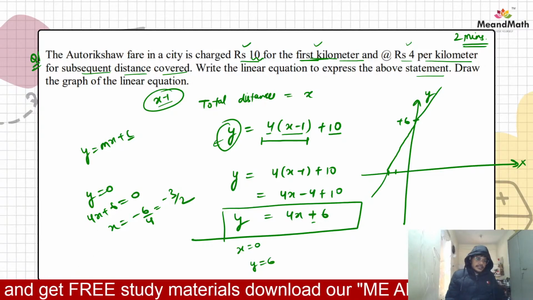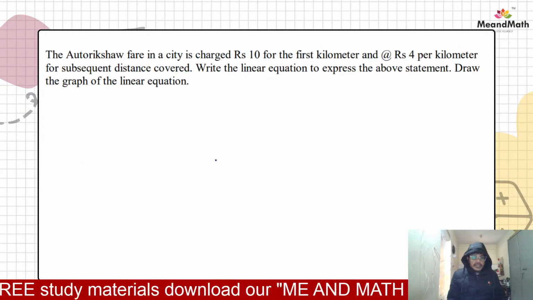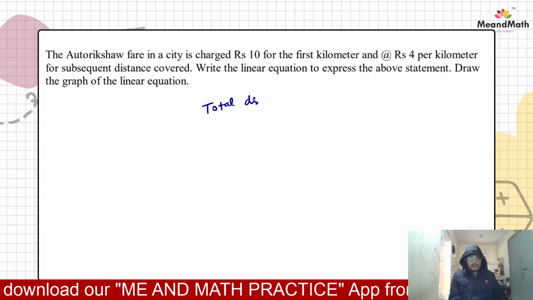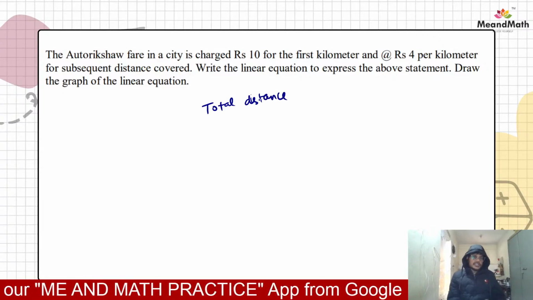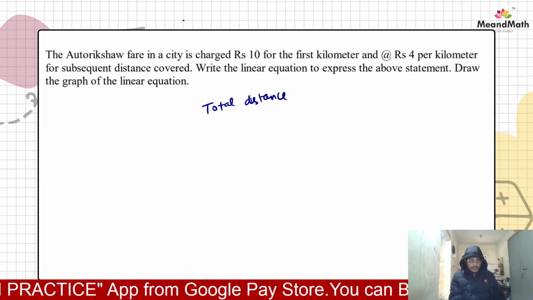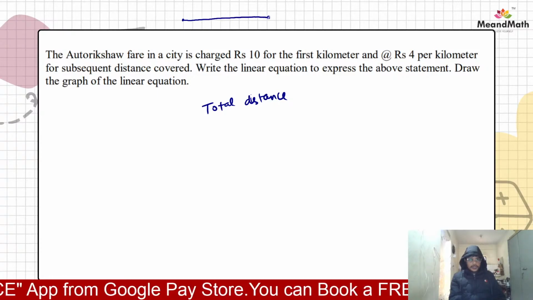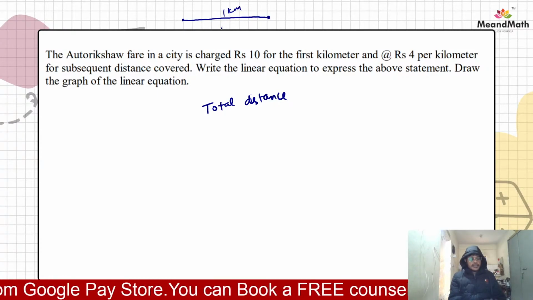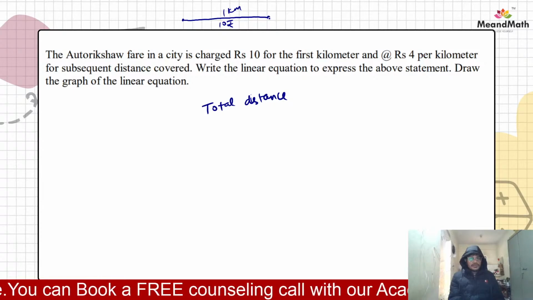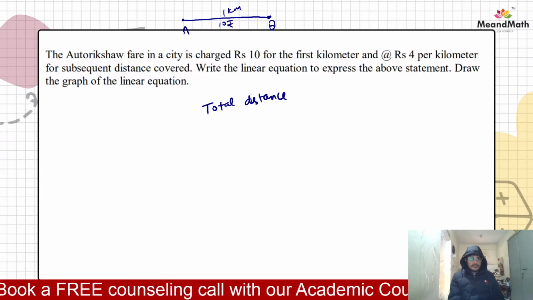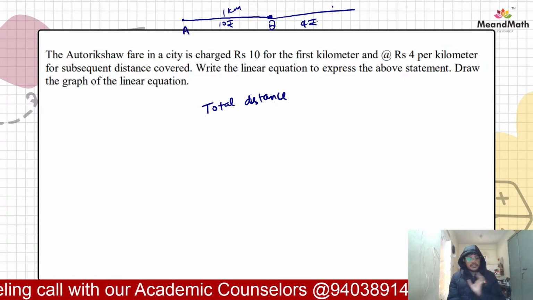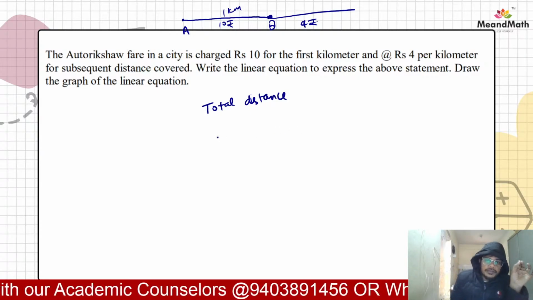Okay, let us understand this question again. See, first, what is the total distance in this question? Let me read this question once again. An auto rickshaw fare in a city is charged 10 rupees for the first kilometer. Let's say you are here, and you ride for 1 kilometer. So the fare for this distance is 10 rupees, right? This is point A, this is point B, and when you go farther from point B, you have to pay 4 rupees per kilometer, right? Is this clear?